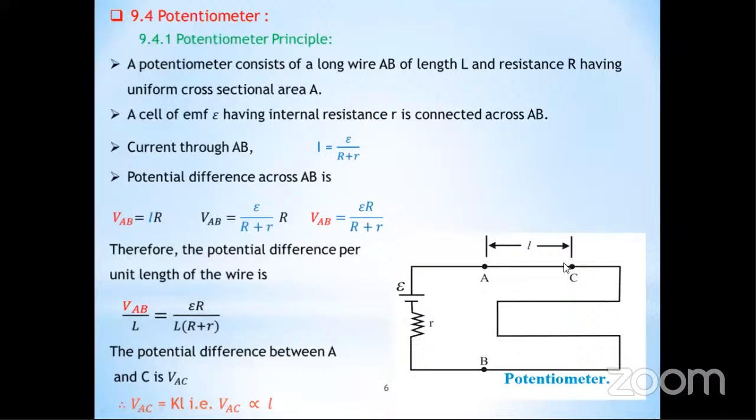Here you have to concentrate on this diagram. This is nothing but the diagram of the potentiometer. With the help of this basic diagram, we are going to find out what the principle of this potentiometer is. A potentiometer consists of a long wire. First of all, the basic thing is that the potentiometer wire consists of a long conducting wire. Then suppose that the conducting wire has length L and resistance R, with uniform cross-sectional area A. In short, we have given all the information about that long wire.